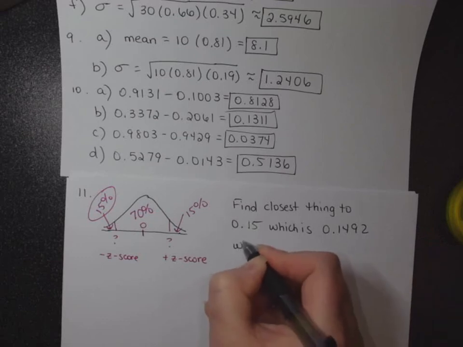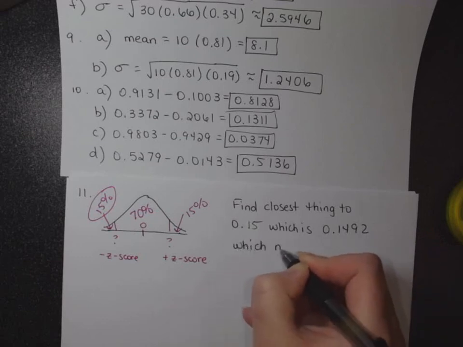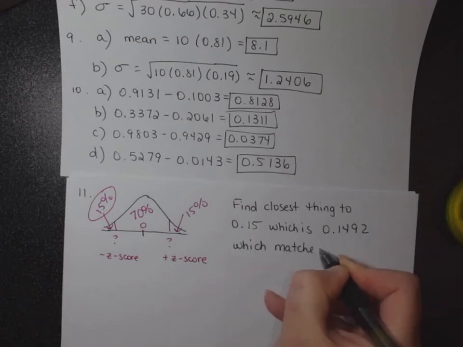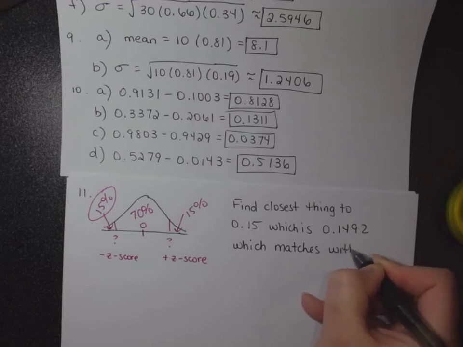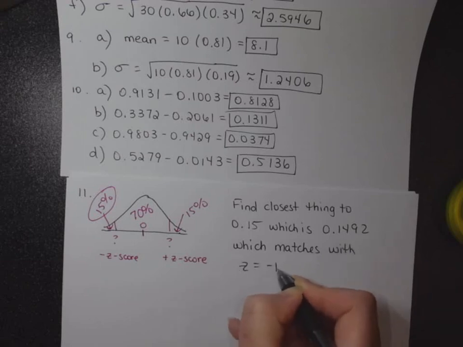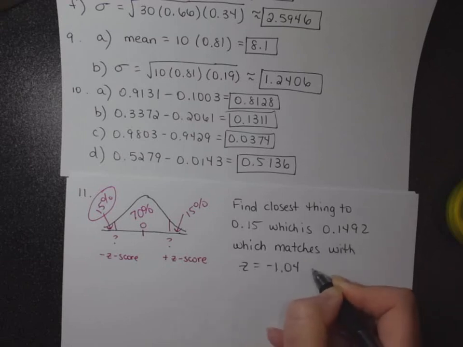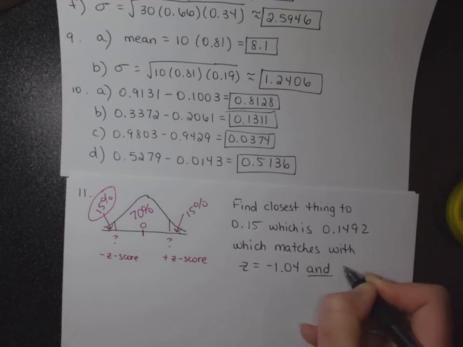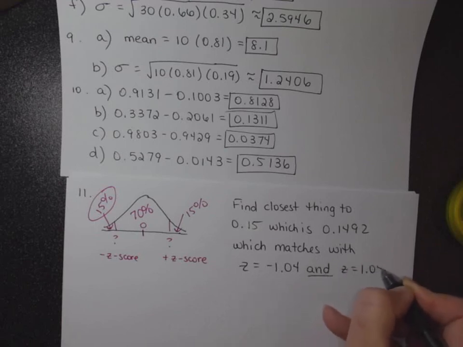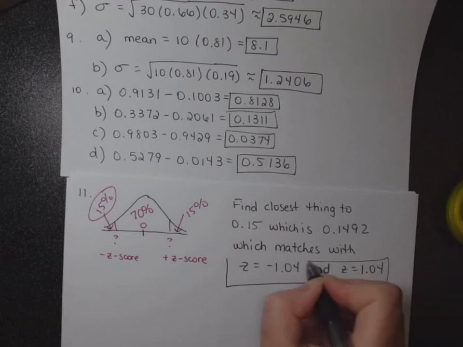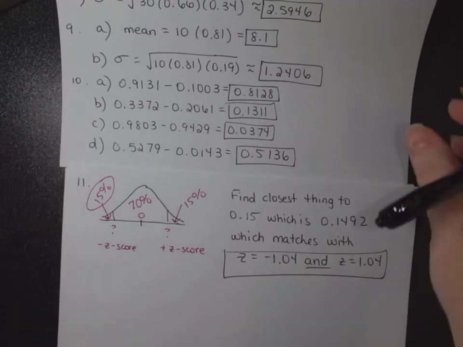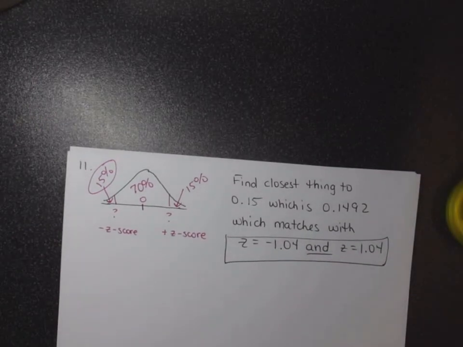0.1492, which matches with z equals negative 1.04, okay, which means also on the positive side it'll be positive 1.04. Okay, so notice that's what I asked you for in this one. I asked you for what z-score bounds the middle 70%, so that's all you do for that one.